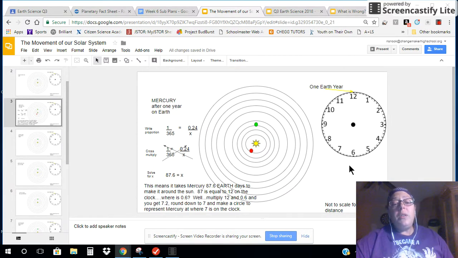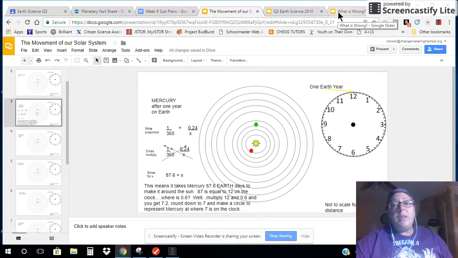And you will make your dot on the Mercury's orbit, which is the first orbit from the sun, at approximately 7 o'clock. So this red dot that I have here matches where 7 o'clock is here on the clock. And that's how you do this.